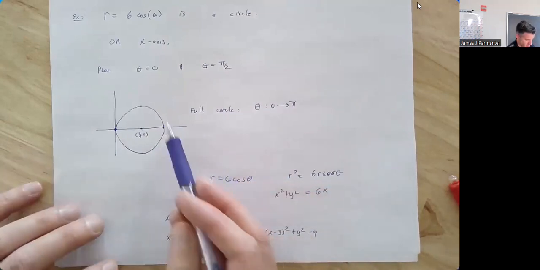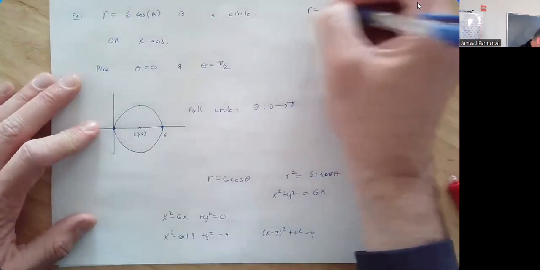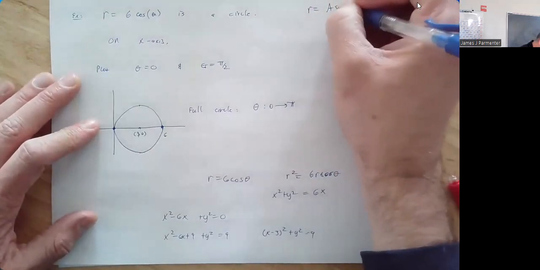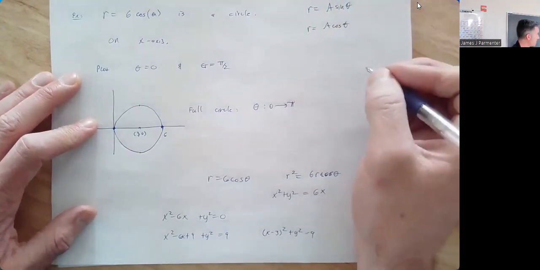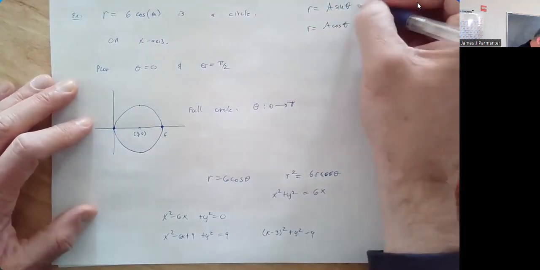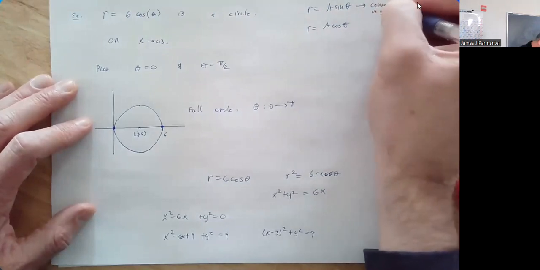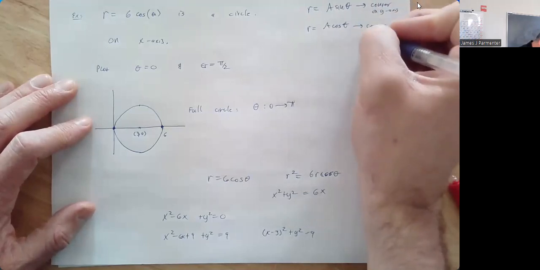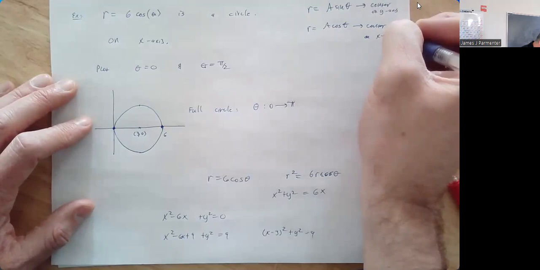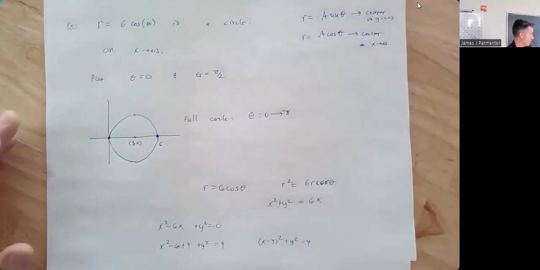What I'll say is when you have r equal to 6 cosine theta, or in general, r equal to a sine theta, or r equal to a cosine theta, you're always going to get a circle. This is going to be a circle centered on the y-axis. This is going to be a circle centered on the x-axis. And of all the graphs that come up, I would say this is the one you're probably most likely to actually use in the future.